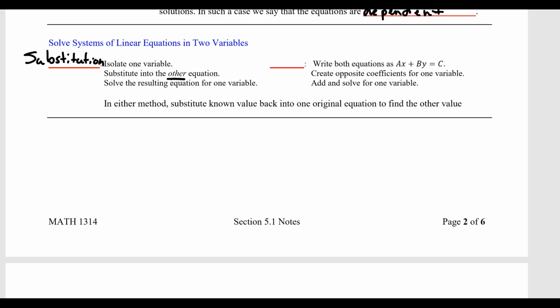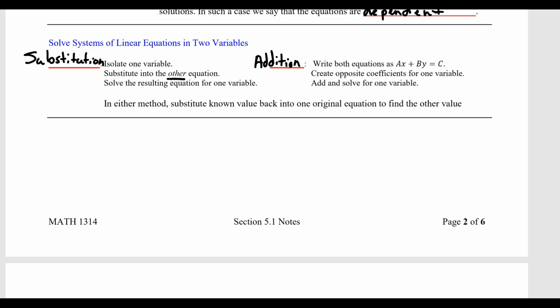In the previous video, we discussed one method for solving linear equations, which is the substitution method. Another way to do systems of equations is called the addition method. In the addition method, we want to make sure that we write both equations as ax plus by equals c, meaning we want to get our x and our y on the same side of the equal sign.